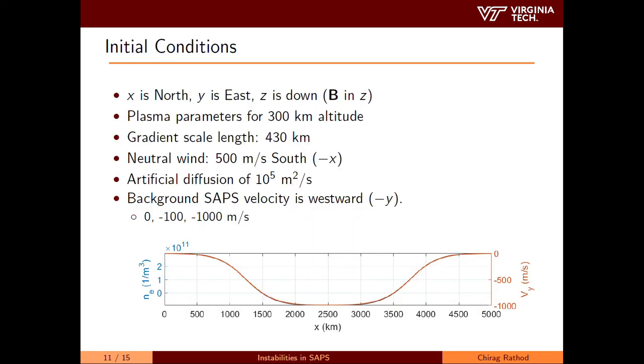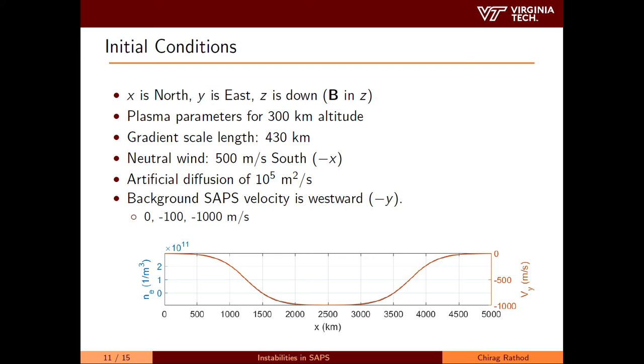So now what we want to do is apply these to an actual SAPS region, and pick parameters that are more suitable for that and see what happens there. For here, our coordinate system is such that x is north, y is east, and z is down. So we're assuming that B is purely in the z direction. We're not considering any sort of parallel motion to the magnetic field at the moment.